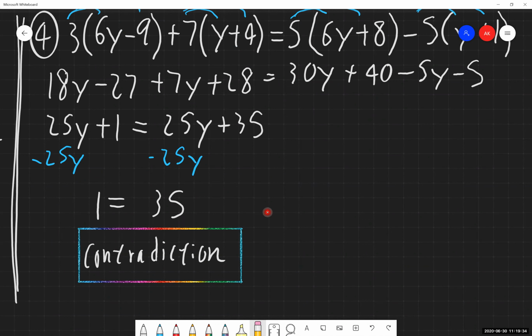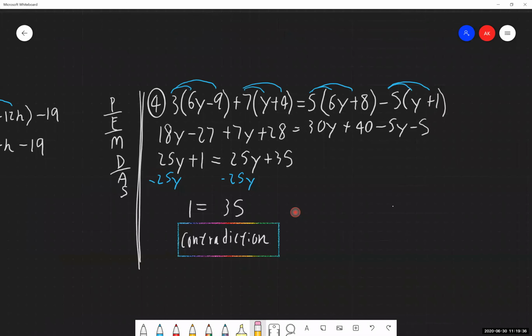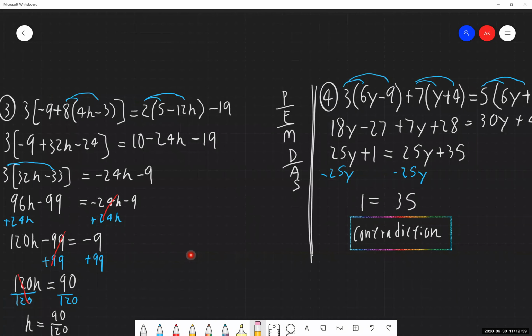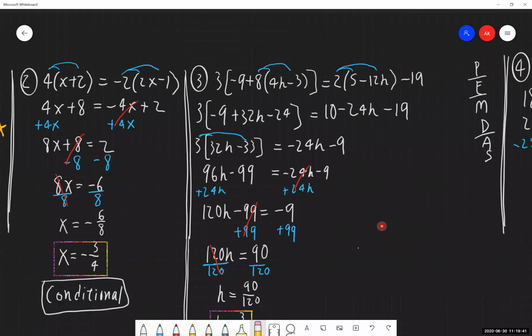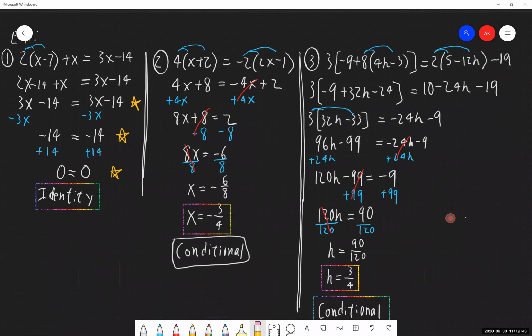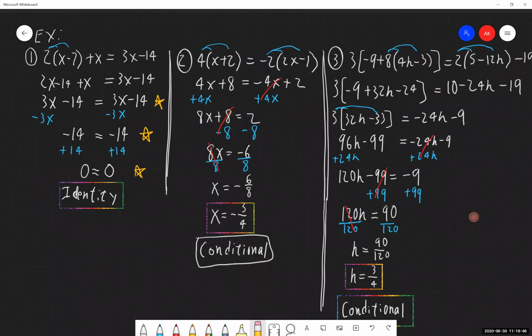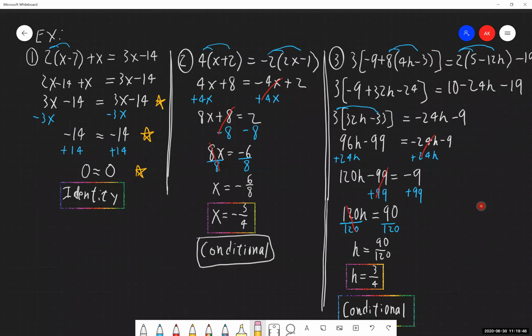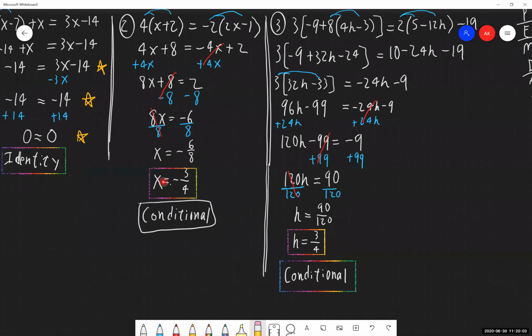So we'll zoom us out here. And there's no way I'm going to be able to get all 3 or all 4 of these on the screen at the same time, but I'll try and zoom it out a little bit here for now. So we have 3 or 4 examples, 3 different classifications for them. So again, the identity is when we're going to get something is identical to the other side. So the 2 sides are identical to one another. Conditional is probably our most common one that we see. We get x equals a number, h equals a number, m equals a number, kind of our more traditional ones that we get.